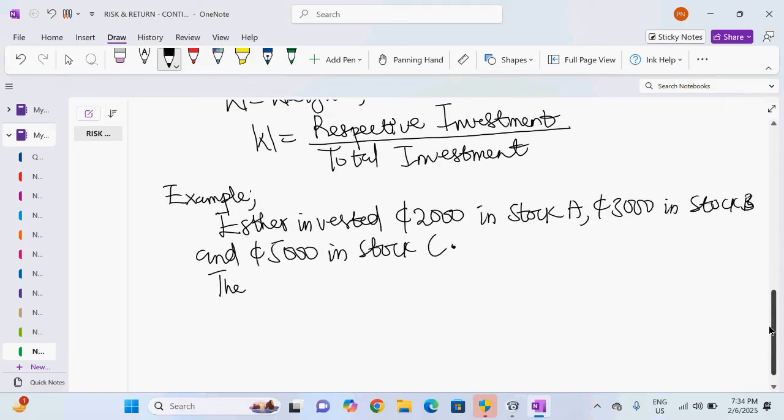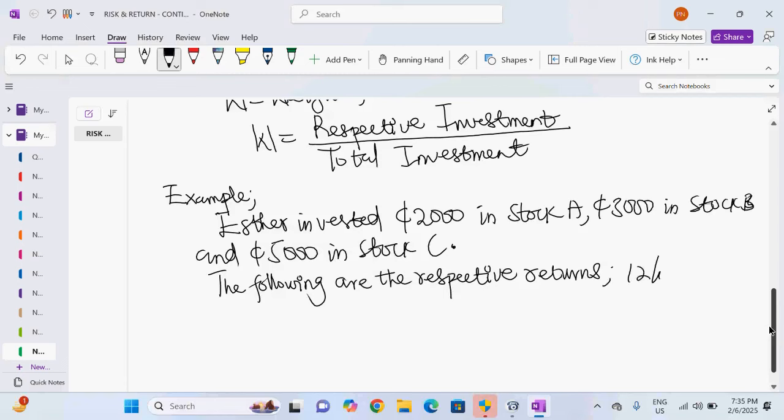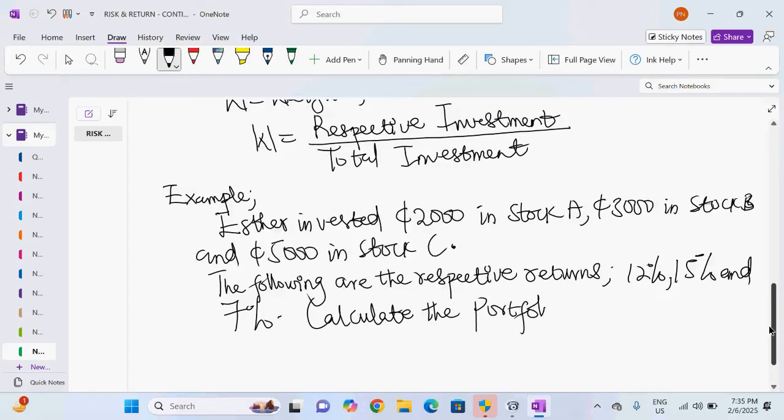The following are the respective returns: 12%, 15%, and 7%. Calculate the portfolio return.